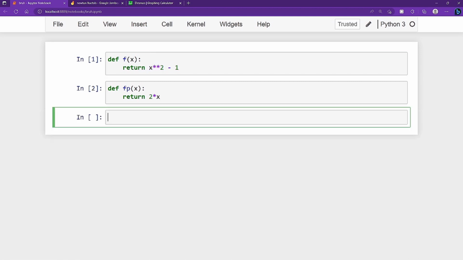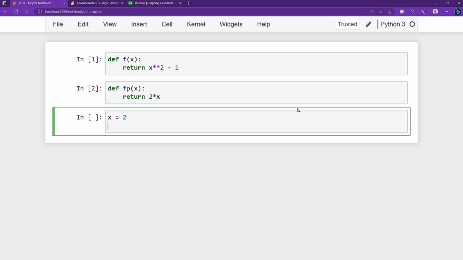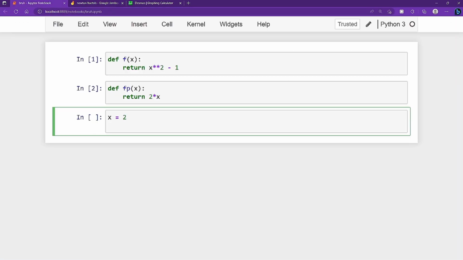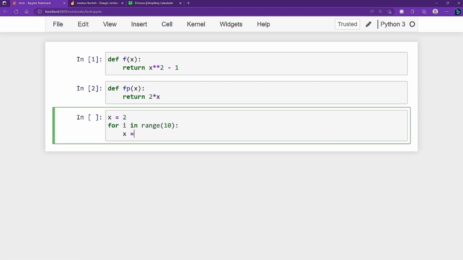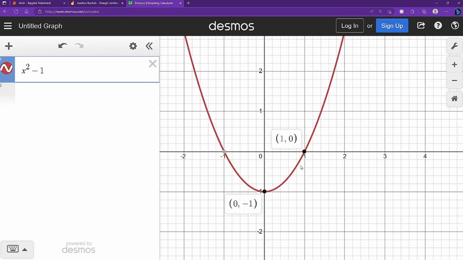Now, let's apply Newton's method on this f of x. We're going to start with a starting value, let's say the starting value is 2, and we know Newton's method is this thing right here: x0 minus f(x0) over f prime of x0. So for i in range, let's say we run it for 10 iterations, x updates to x minus f of x divided by f prime of x. And if we look at x, it's 1.0, which means that it converges to this root right here.